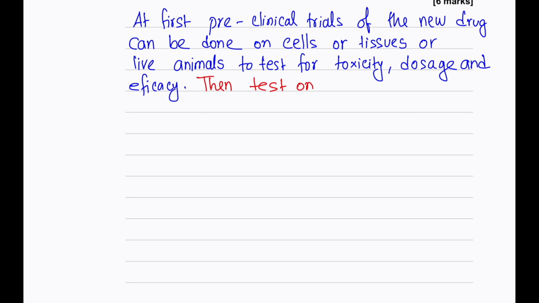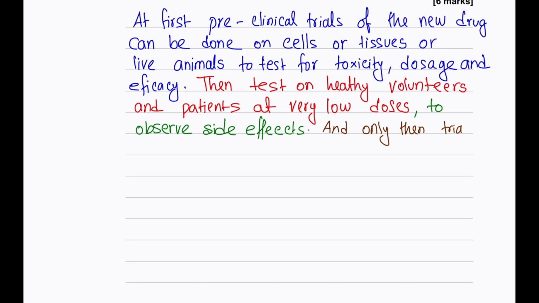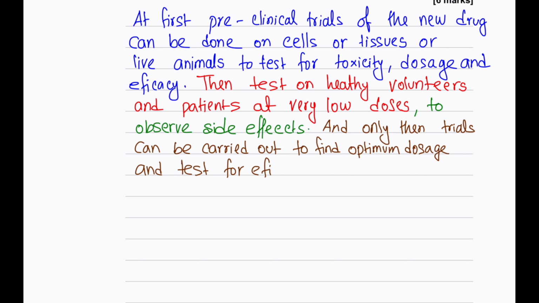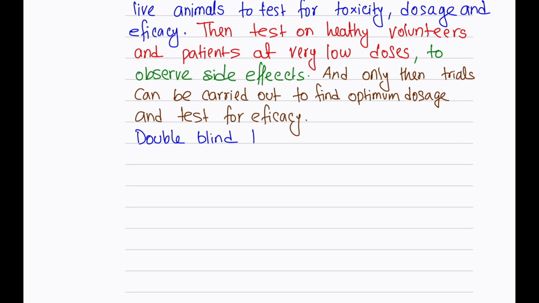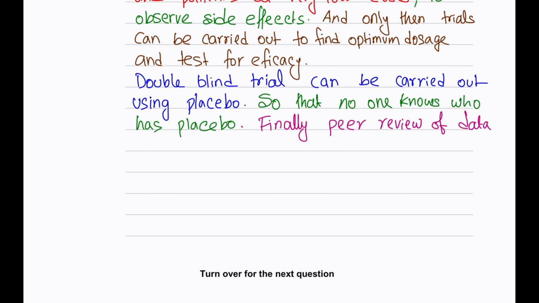Then clinical trials can be done on healthy volunteers and patients at a very low dose to understand its side effects. And then we can do trials to find the optimum dosage and test for the efficacy of that particular drug. After that, the drug can go through a double-blind trial using a placebo. The placebo doesn't contain the new drug, and patients are randomly allocated to groups where placebos are given instead of the new drug. And a peer review of the data is done to help prevent false claims about a particular medicine.